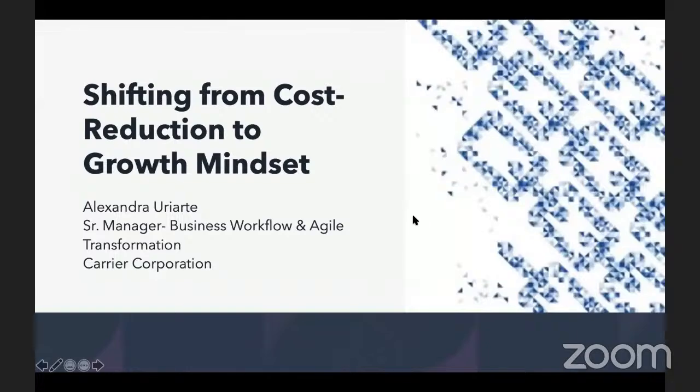So as Ian mentioned, I'll be talking mostly about the growth mindset, somewhat in the context of what it means to shift from cost reduction into a growth mindset.